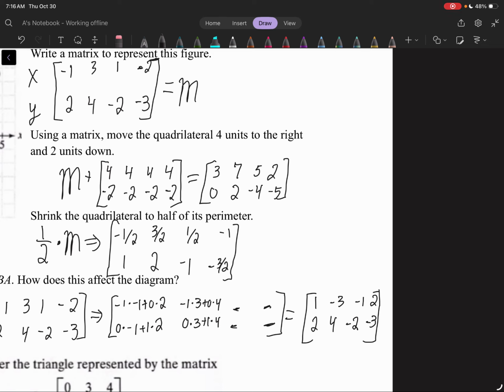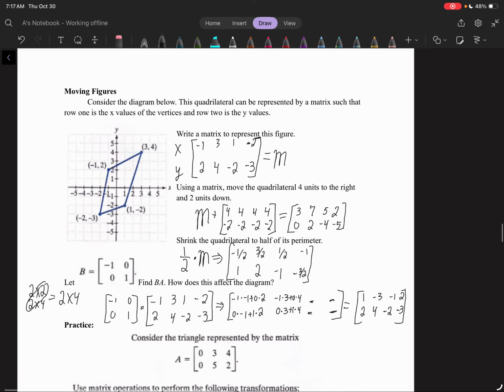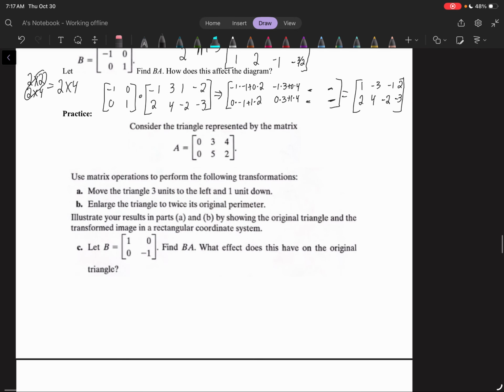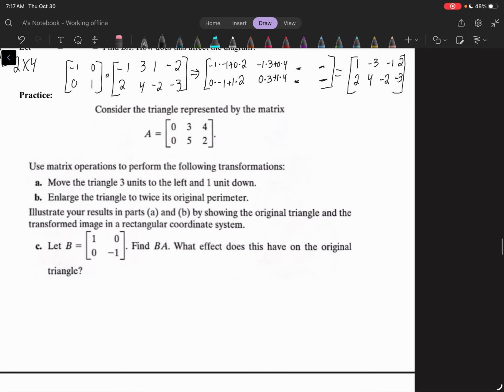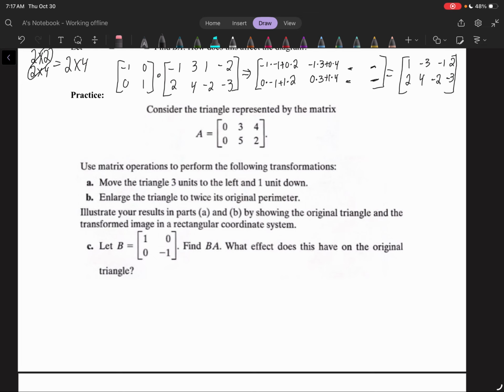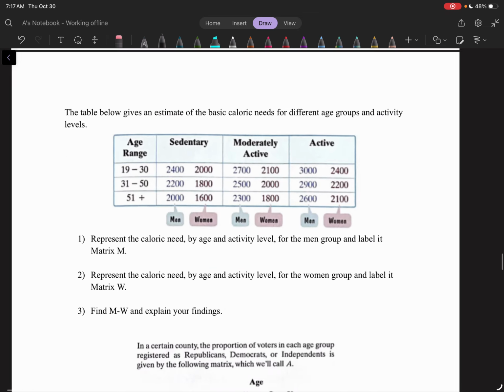I want you to notice in this matrix BA, from the original matrix, your X values have flipped the sign. Therefore, what this transformation has done is reflected my matrix over the Y-axis. I want you to try this triangle problem. Go ahead and pause the video. All right, let's move on to one more.